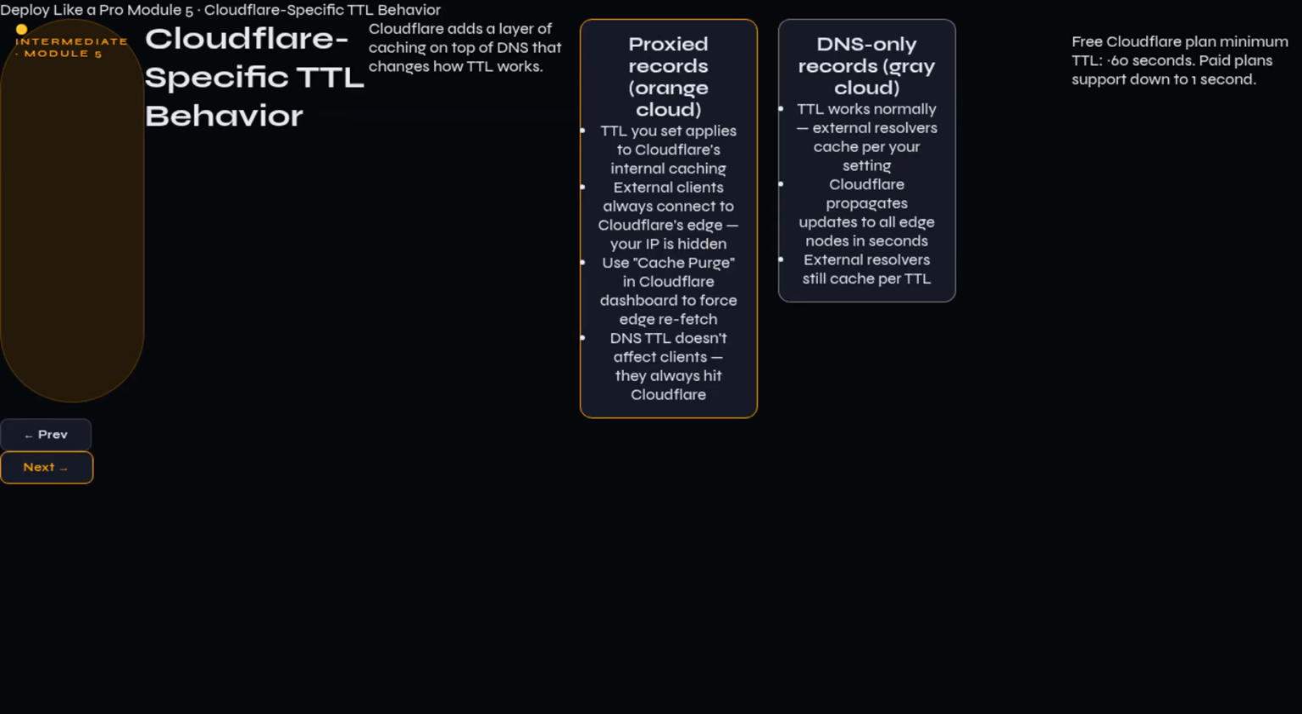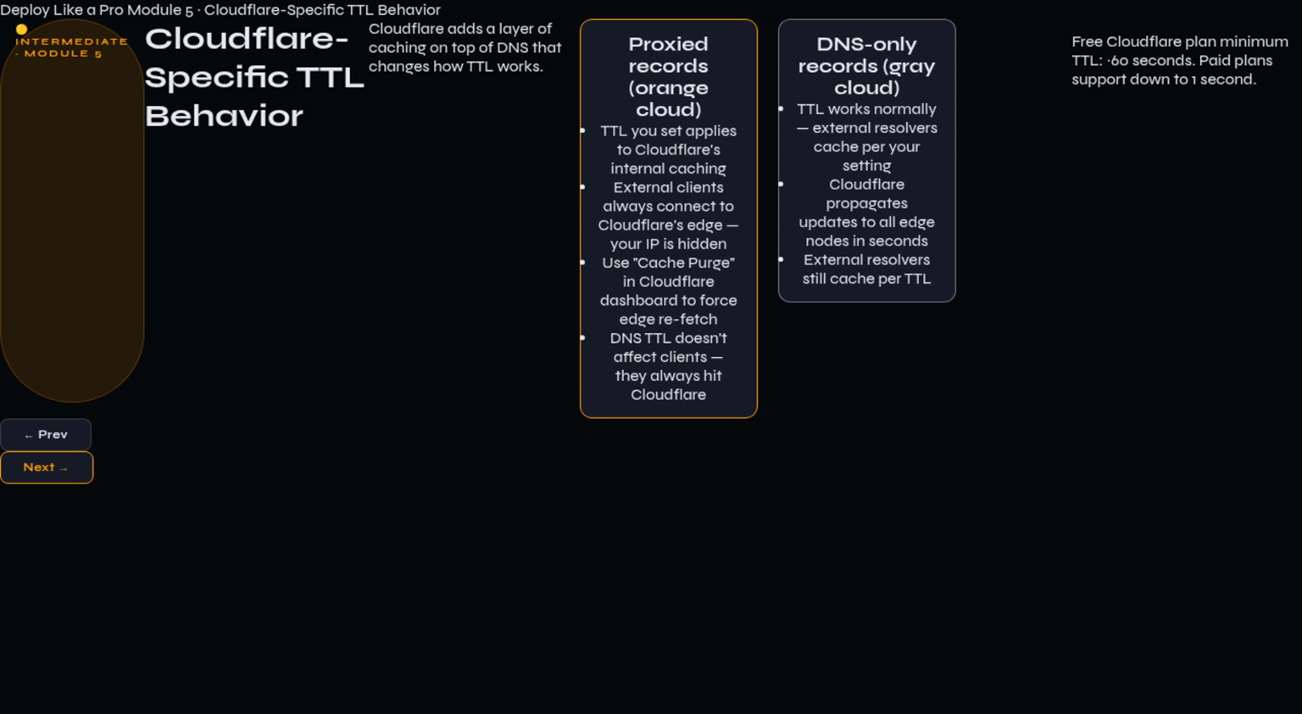If you're using Cloudflare, there are specific TTL behaviors to understand. Cloudflare minimum TTL: in Cloudflare's DNS panel, the minimum configurable TTL is 1 second for paid plans and around 60 seconds for free plans. If you select automatic TTL, Cloudflare uses 5 minutes, 300 seconds, for non-proxied records.